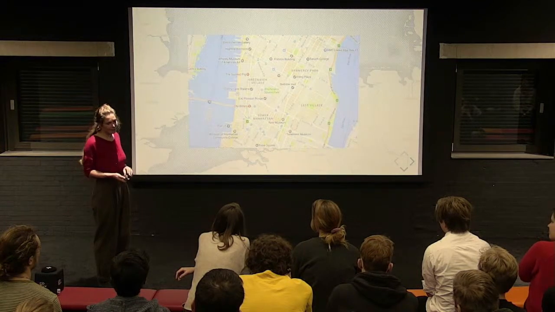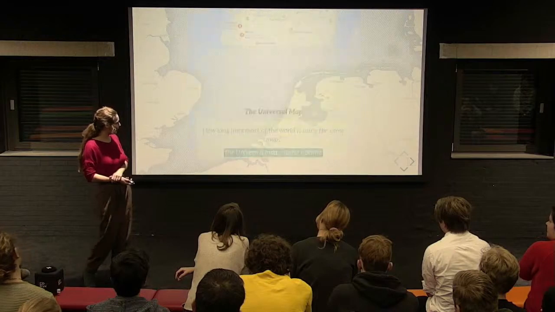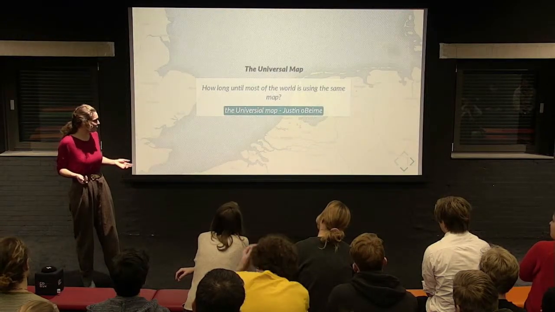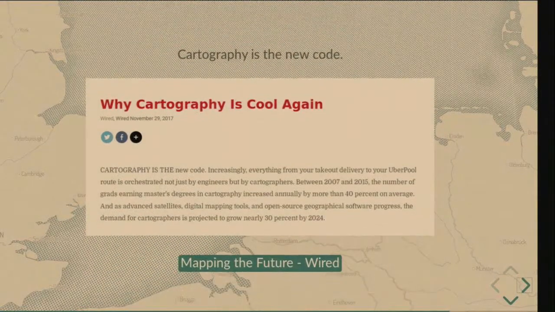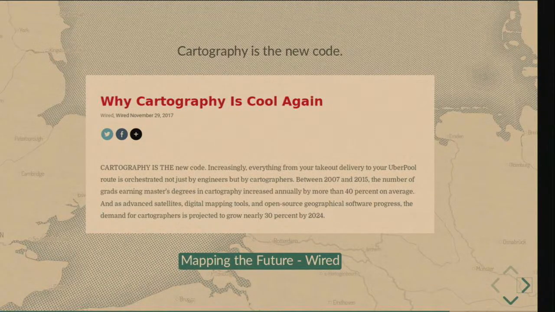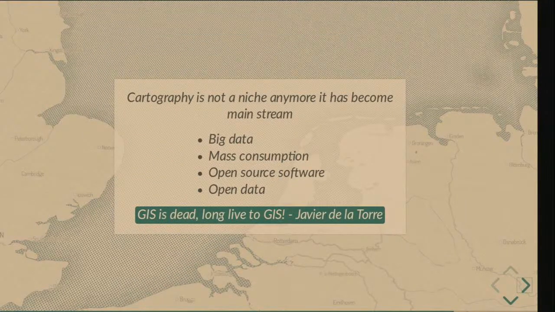And I think it's incredible that this is possible, technically seen, but it's also a bit scary. But there are some people that say, how long will it take till we have one universal map? So one map, but that's personalized to everybody. In general, we can just say that cartography is cool again, and cartography is the new code. There is so much mapping going on, and mapping is the future. It's not a niche anymore, which it used to be. It's about mass consumption, about open source software and open data.